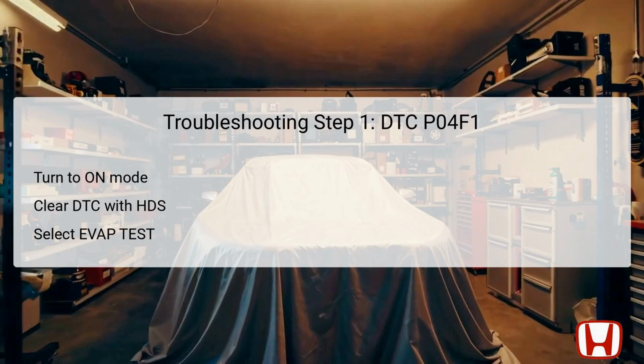The first step in troubleshooting DTC P04F1 involves verifying the existence of the issue. Begin by turning the vehicle to the on mode to power up the electrical systems. Once powered, use the HDS Honda Diagnostic System to clear the DTC. This action helps establish whether the issue is still present or could be an intermittent fault. After clearing, perform an EVAP test in the function test menu of the HDS. This diagnostic procedure will indicate if the system is functioning correctly at this stage.